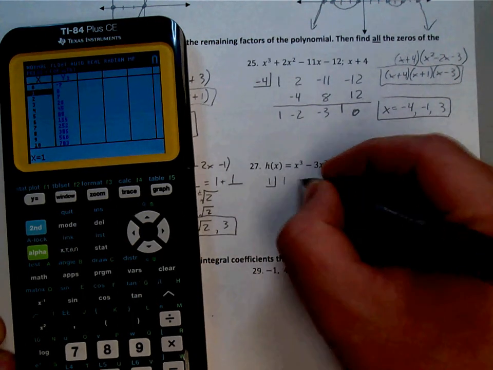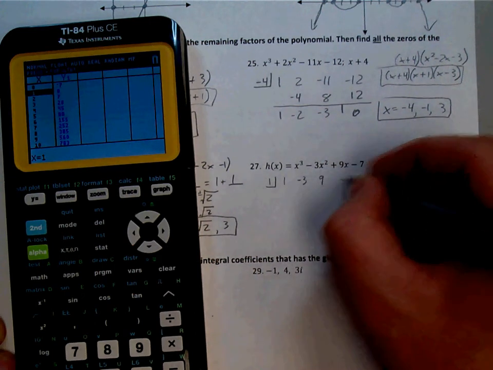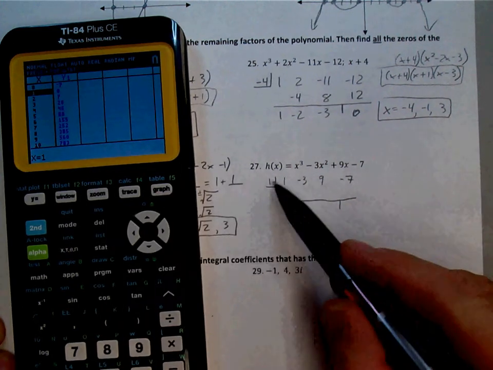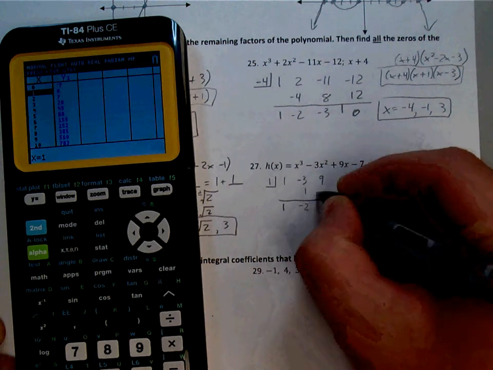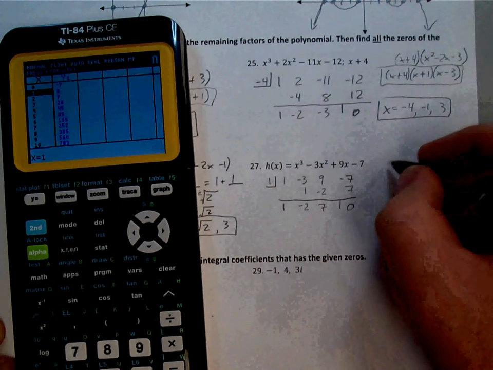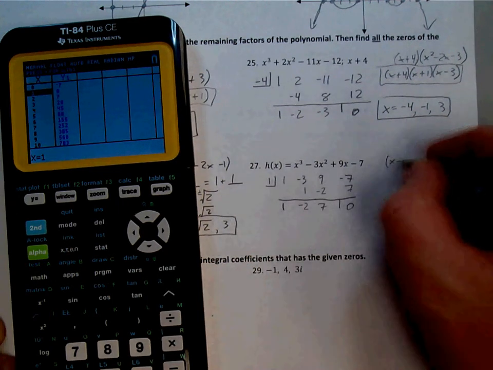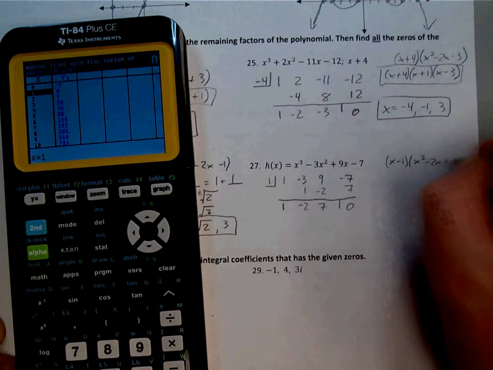X cubed, x squared, x, constant. So the calculator is the one that tells me what number to put in my box, so I can't use synthetic division. So good. So I factored out the positive 1, so that's an x minus 1 for a factor, leaving me with x squared minus 2x plus 7.